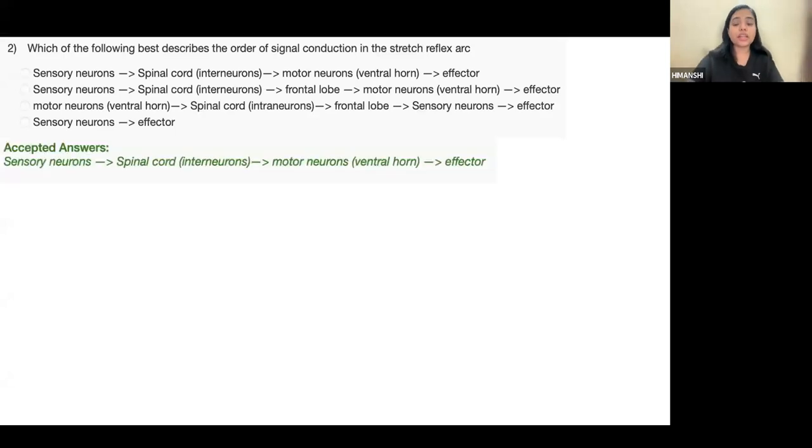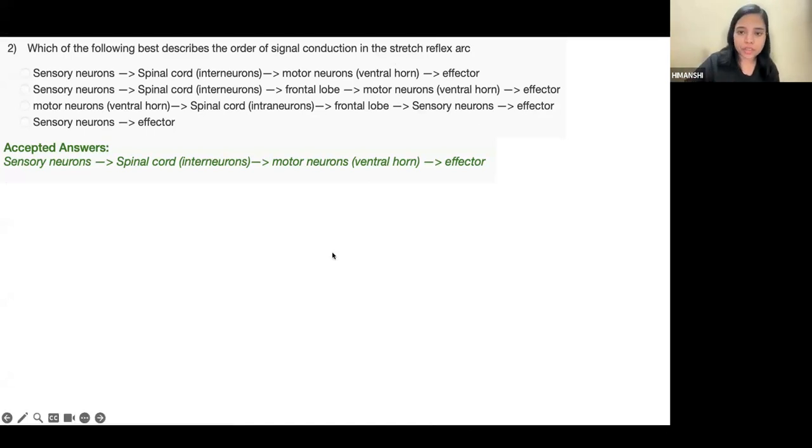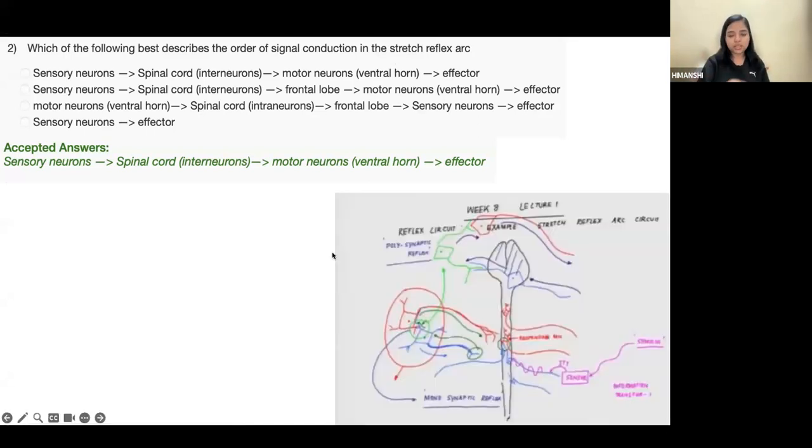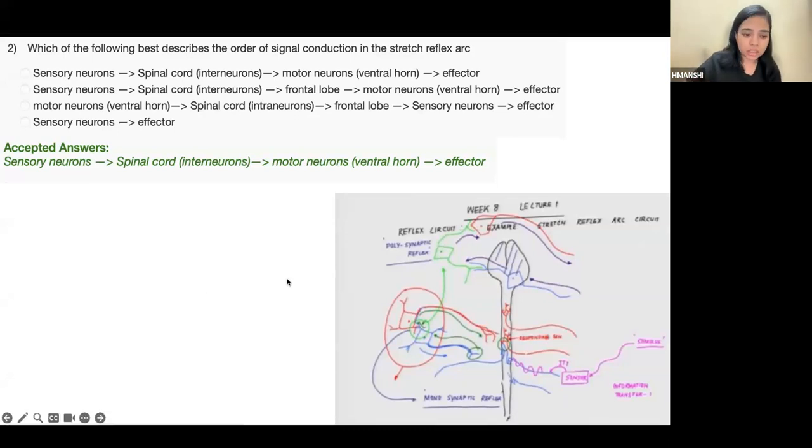Yeah. So the correct answer is sensory neurons, then to the spinal cord, that is interneurons, then motor neurons, the ventral horn, for transmission of the stimuli, right? And then finally the effector, correct? So if you have seen the week lecture, then you know even in the first lecture itself, the whole reflex arc was discussed. So I have just kept that image here for you guys to remember the same thing.